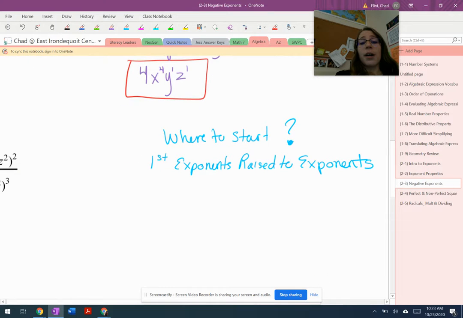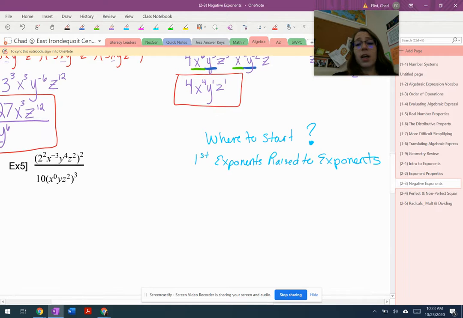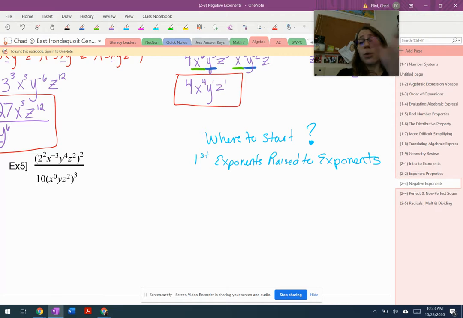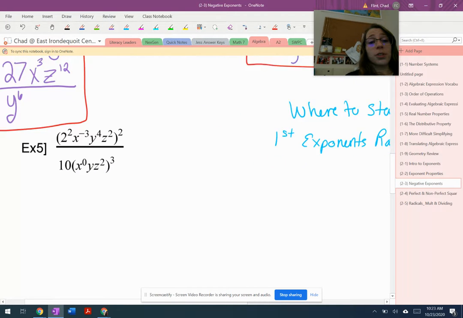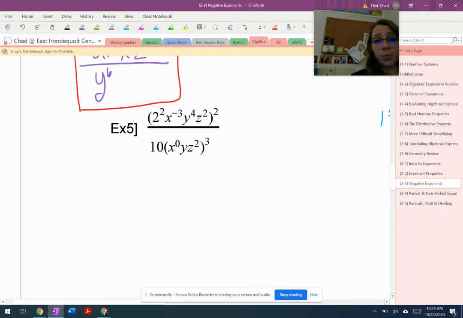So where to start? When you're looking at something this crazy and this overwhelming, the best thing to start with, it's kind of like order of operations. You're starting with any exponents that are raised to any other exponents, hence those parentheses. So that's exactly what we're starting with here. We're going to deal with those exponents raised to the other exponents.